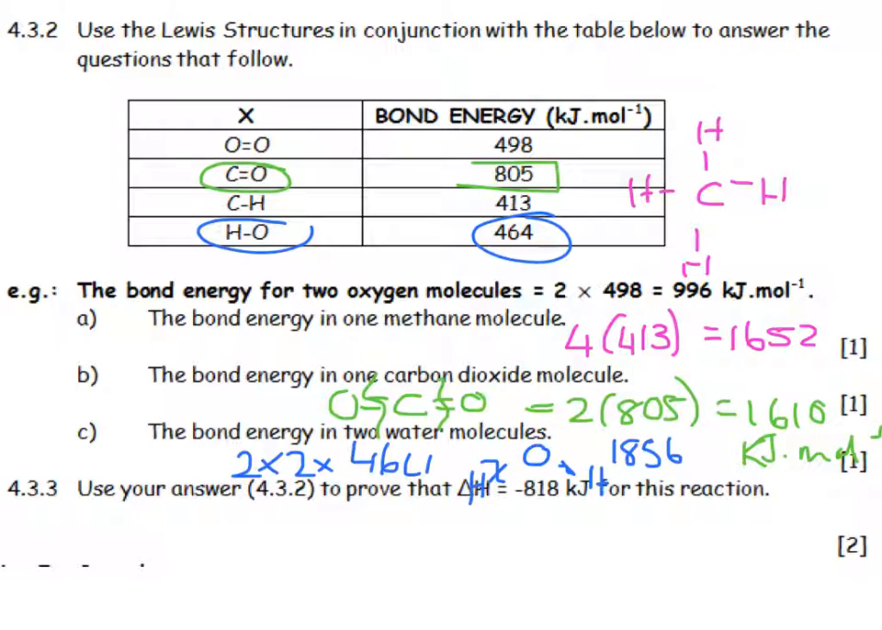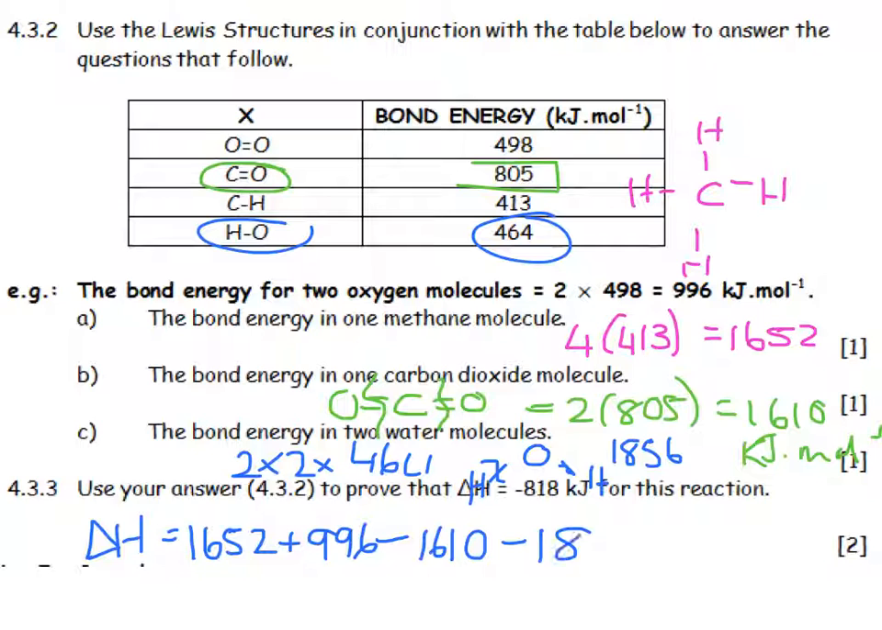1,856 kilojoules per mole. Use your answers above to prove that the delta H value is minus 818 kilojoules for this reaction. So delta H is the energy of the reactants minus the energy of the products. So it's 1652 because of the methane, plus the oxygen, 996, minus the products, 1610, and the energy of the other product, which is water. So altogether we are at negative 818 kilojoules.